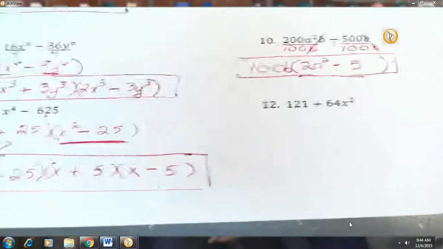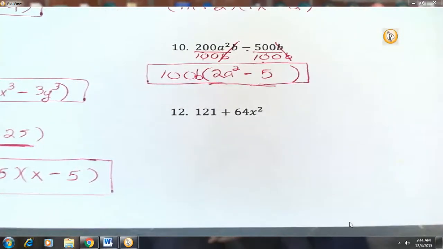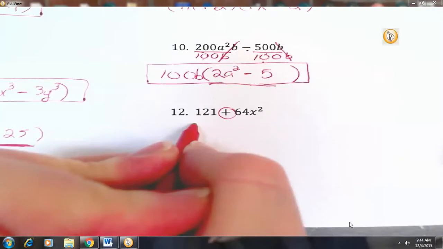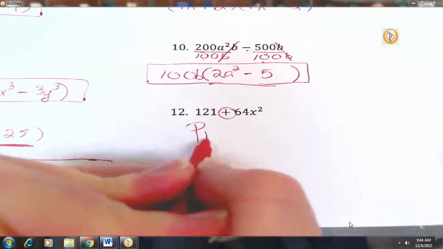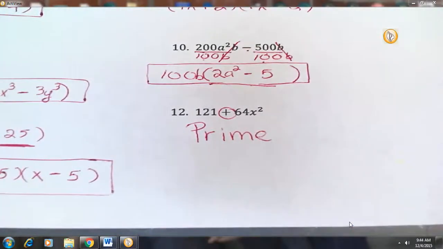One more here, number 12. Do I have a difference of squares? Why not? Right, it's not subtraction, it's addition. This is not factorable. If something is not factorable, remember what we say? Nope, no solution, we're not solving. What's with the P? Prime. If something is not factorable, it is prime.